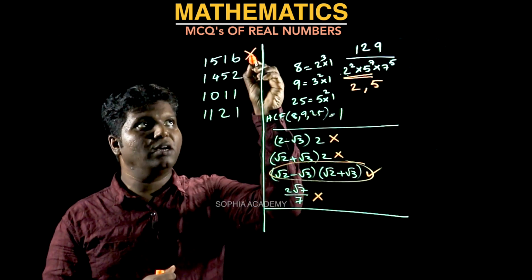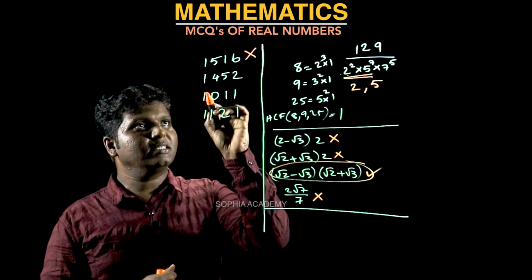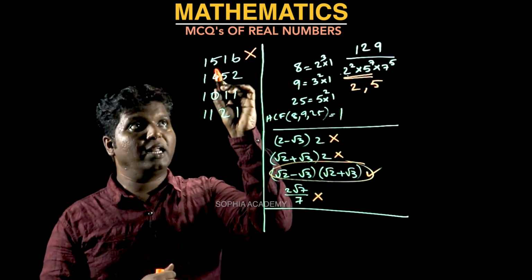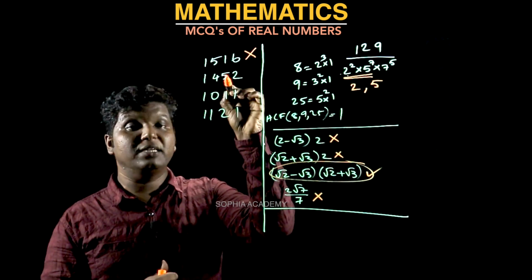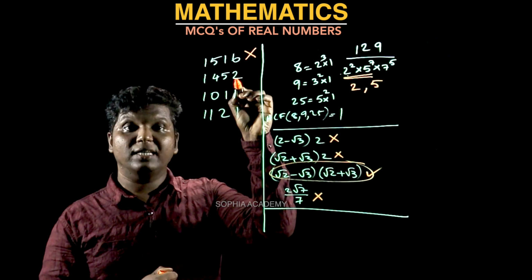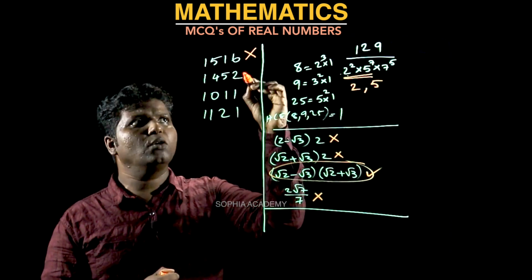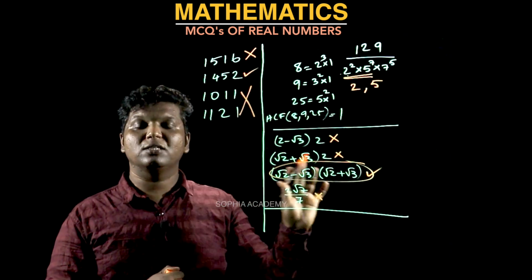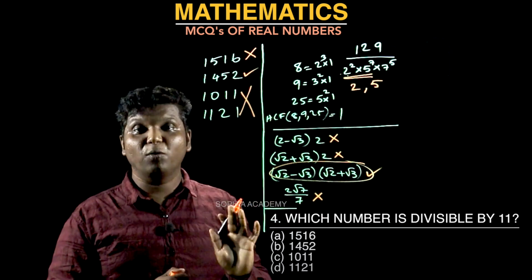So this number is not divisible by 11. Check the second number. 5 plus 1, right? 1 and 5 are the alternate numbers. 1 plus 5, it is 6. 4 plus 2, that is also 6. 6 minus 6, it is 0. Then there is no need to check these 2 things. It's over. The second time itself you got the answer.